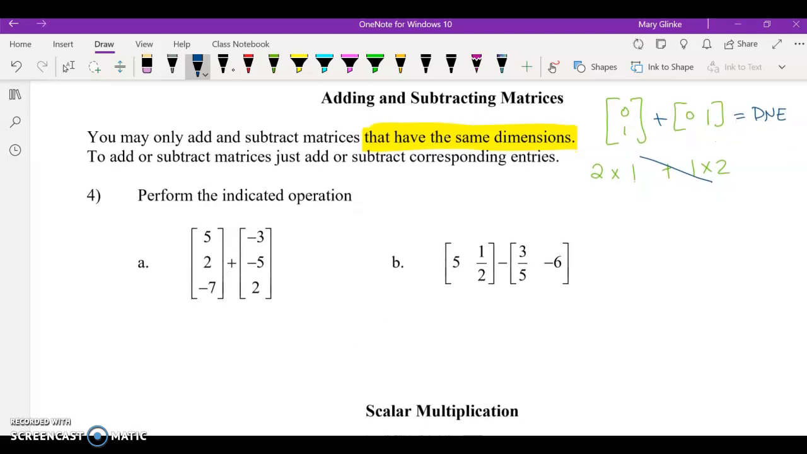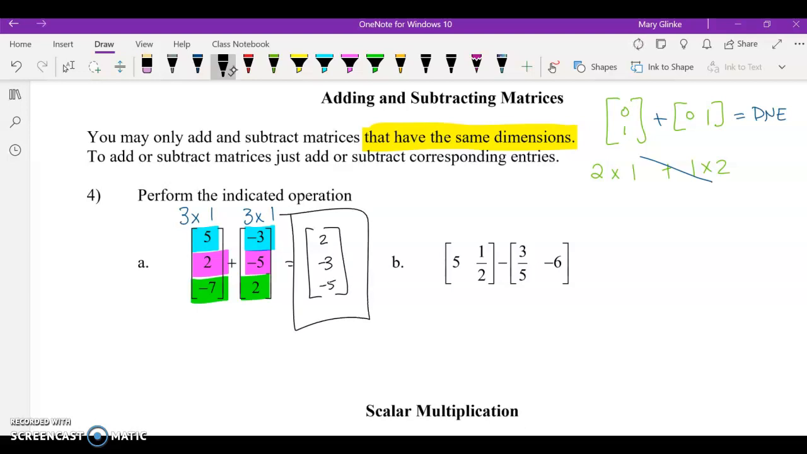If, though, they do have the same dimensions, so for instance, this first one is 3 rows by 1 column, and we are adding something else that has 3 rows and 1 column, that means I can match up my corresponding spots and then combine them. This one is through addition, and so our answer here, our row 1, column 1 would be 2. Our row 2, column 1 would be -3. And our third row, first column, would be -5 overall. This would be my resulting matrix.